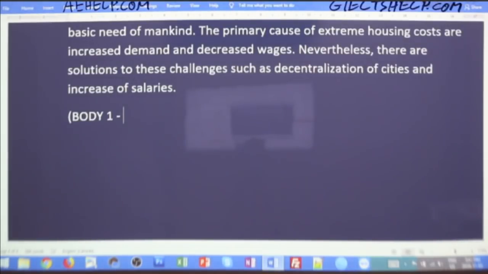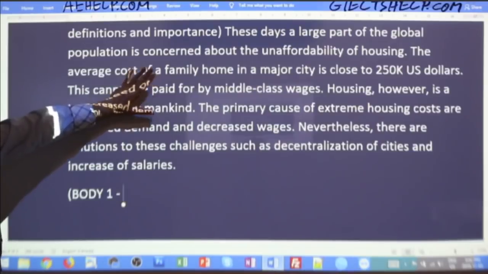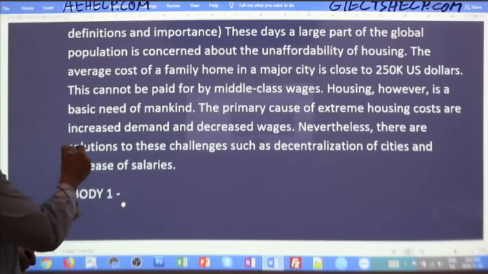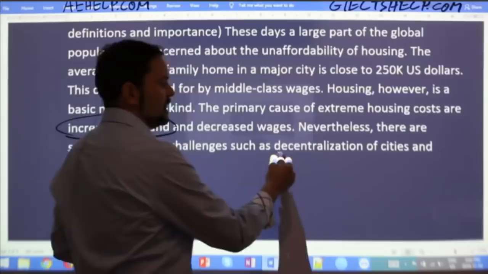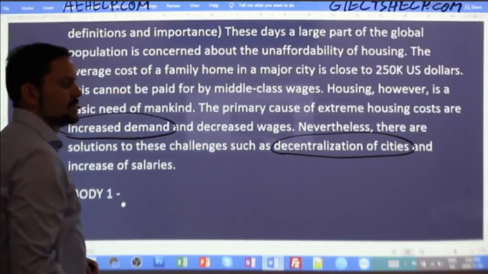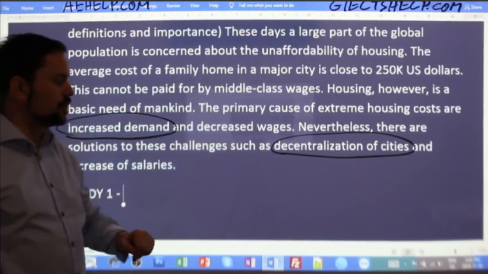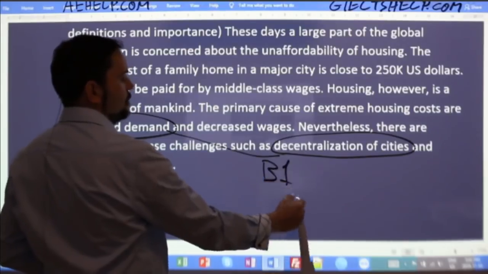No, Naveen, no. It's more simple than that, okay? That would be confusing. So here, what I would write about first is just keep it simple, okay? I'm using some nice vocabulary here and some complex sentences, but the ideas are simple. So increased demand is one of the causes, and decentralization of cities is the solution. So this would be my body paragraph number 1.